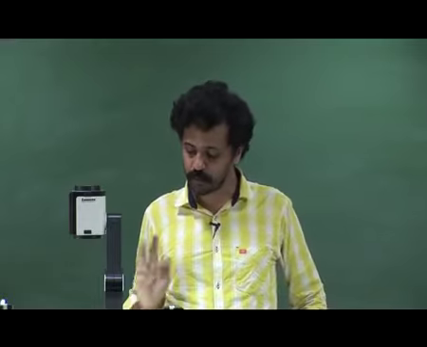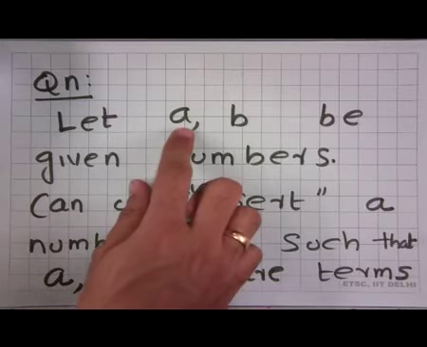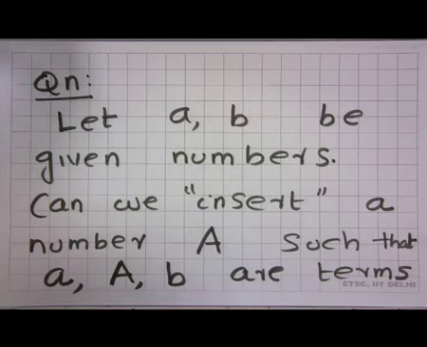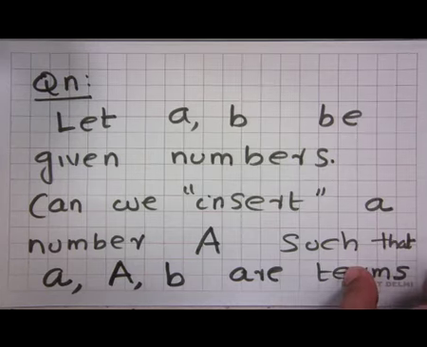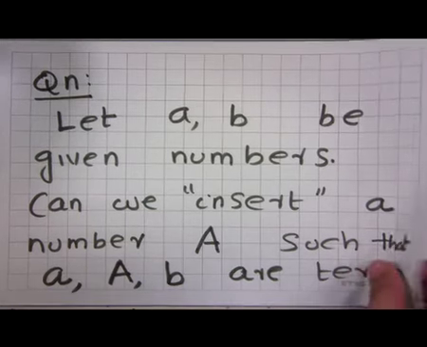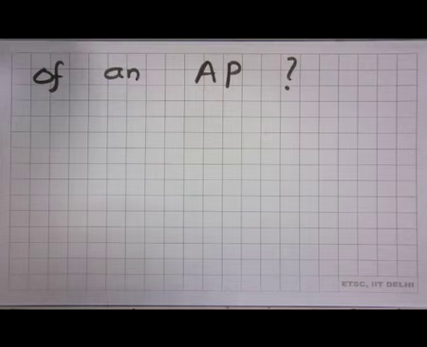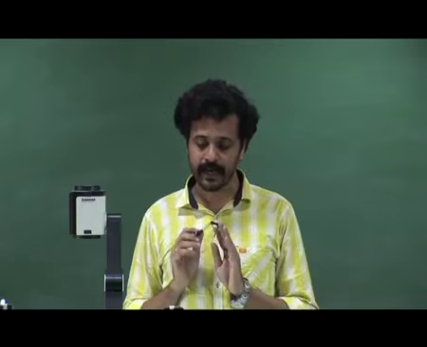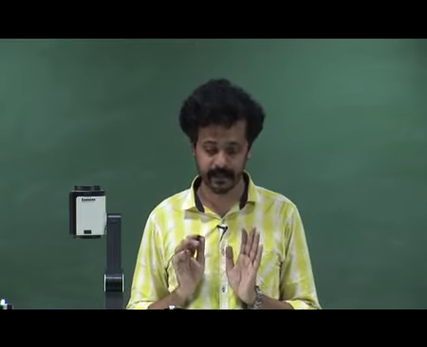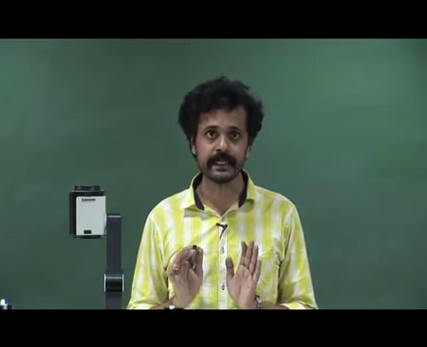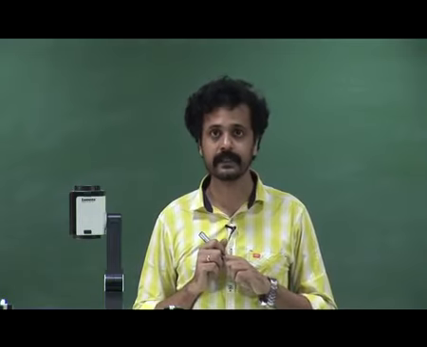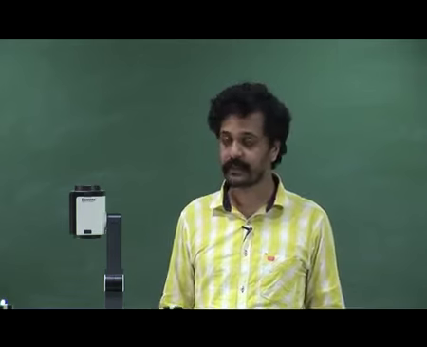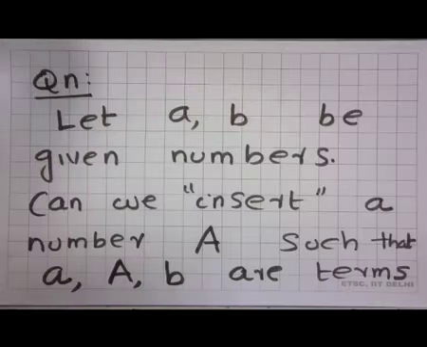You are given two real numbers. Let us denote them by small a and small b, and we are asked to see whether we can come up with a capital A such that small a, capital A and small b become three consecutive terms of an arithmetic sequence. Observe that for an arithmetic progression or an arithmetic sequence, the difference of any two successive terms should remain the same. With that basic principle, we can answer this question.